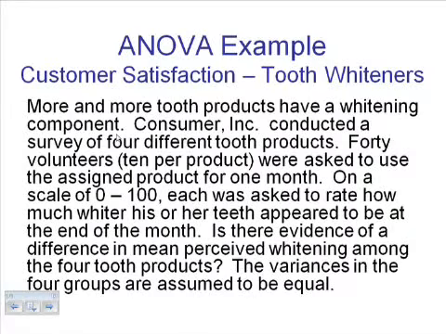Here's our question. Is there evidence of a difference in the mean or average perceived whitening among the 4 tooth products? We are assuming in this problem that the variances in the 4 groups are assumed to be equal. We're going to do this with a 6-step hypothesis testing procedure. All right, let's begin our 6-step process to analyze this consumer satisfaction survey on tooth whitening.